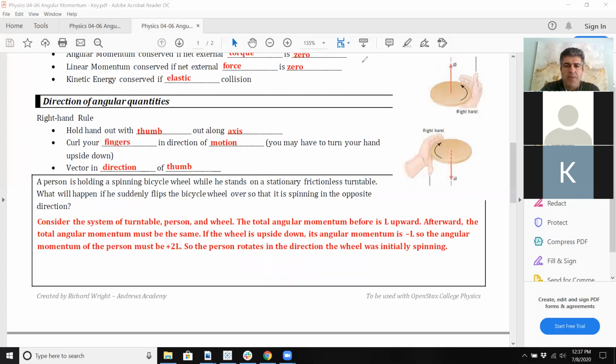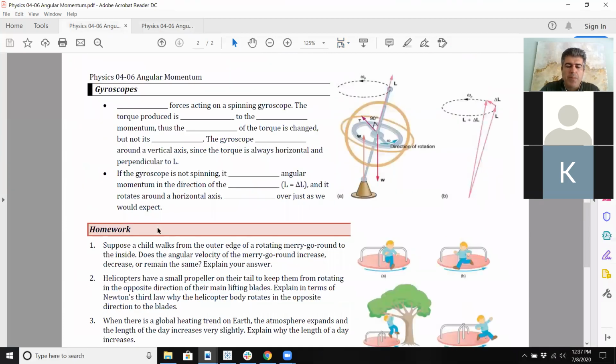That's just a physics phenomenon. It's kind of cool. We'll skip gyroscopes. I don't really care for that. And we'll just go and do some problems right now.